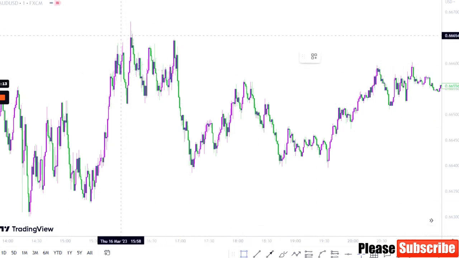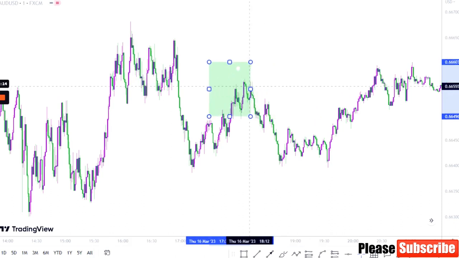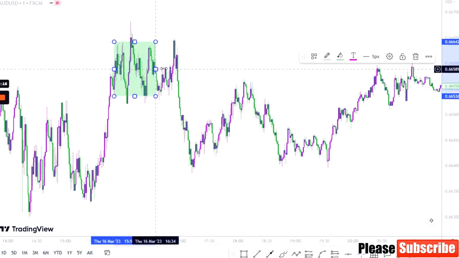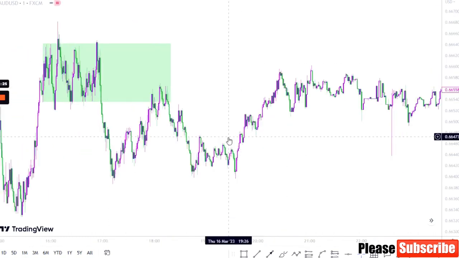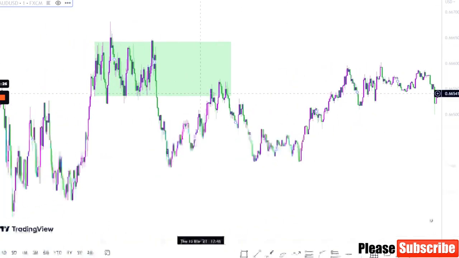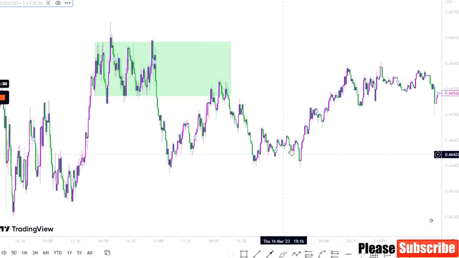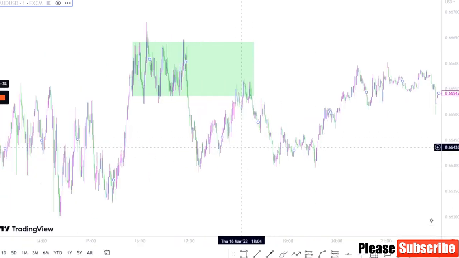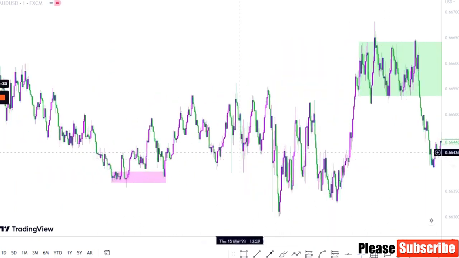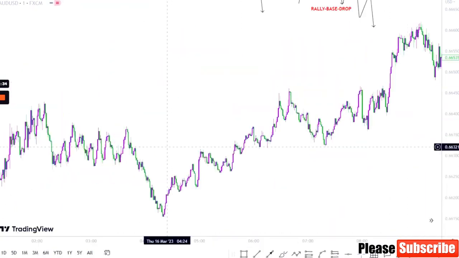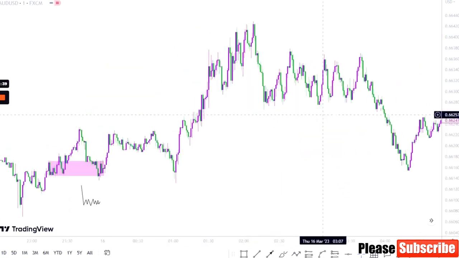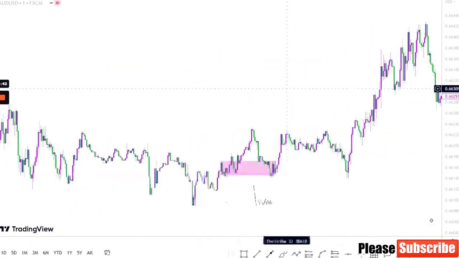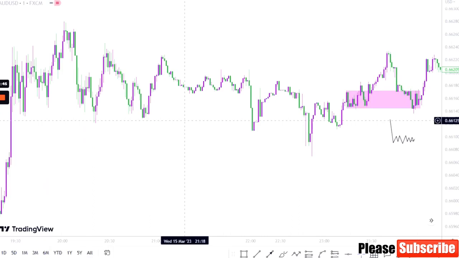So our base is our supply zone, and then mark out the whole base. Now the supply zone is an area. You can see this whole area is the supply zone. This is where we had a lot of sellers in the market. You can see when the market came in, it sold for a while, and you would have made nice profits with the sell before it tried to reverse. Now let's look at other examples of supply zones.